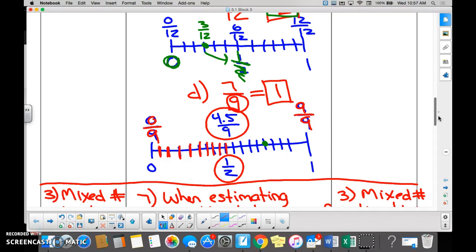We've numbered by 0.5. So if we're starting right here with 4.5, this is 5, 5.5, 6, 6.5, and then 7. Is this closer to the number 1 or is it closer to the number 1/2? 1. It's 1, 2, 3, 4 from 1. It's 1, 2, 3, 4, 5 from 1/2. Yes, no? Yes.